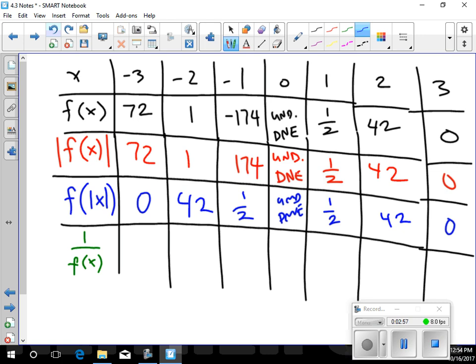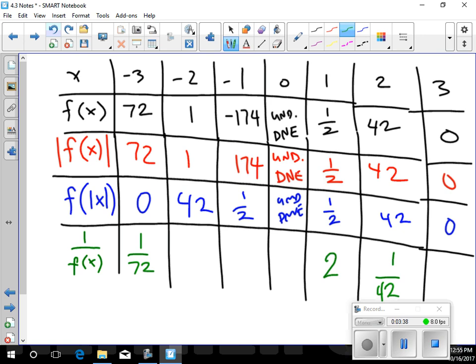All right? Okay, now let's talk about this 1 over f of x, the reciprocal. Okay, so what's 1 over 72? Well, it's 1 over 72. So it takes a very large number and makes it very, very small. It takes a small number, like let's say 1/2 over here. If I take 1 over 1/2, what do I get? 2. What about 1 over 42? Well, that's a really small number now. So the output that was 42 is now a very small output. So basically, I'm just taking the reciprocal of all of these values.